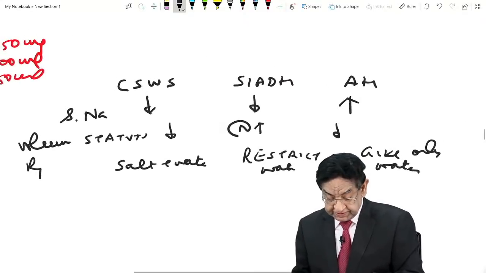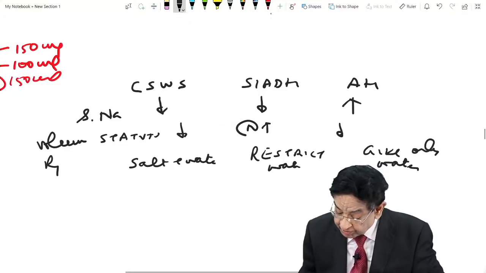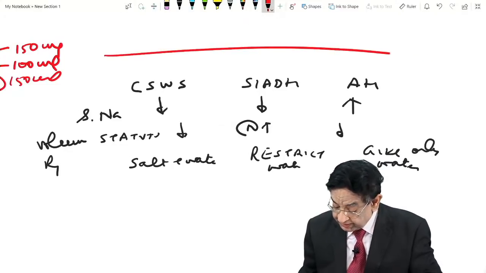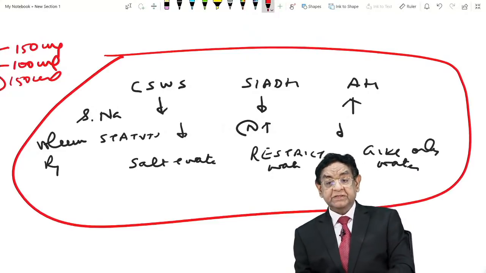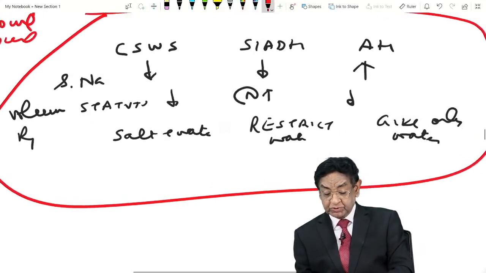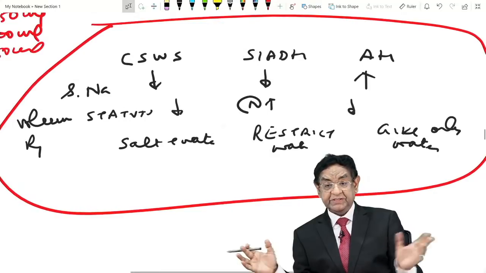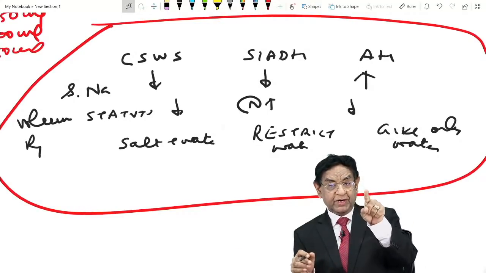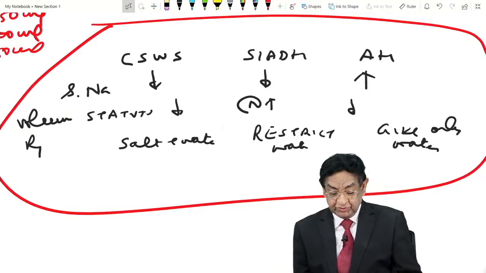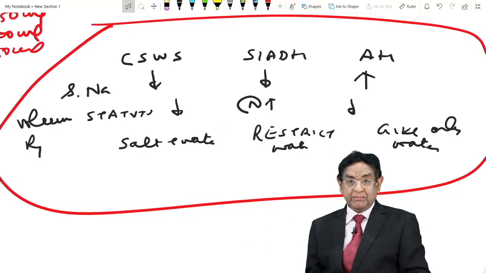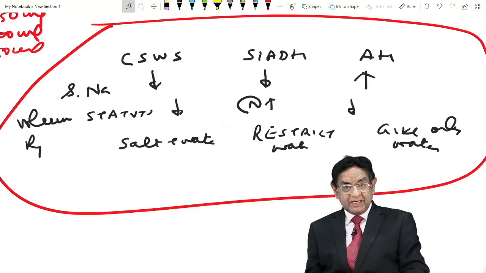Friends, this is the summary of what I taught in the last more than 2 hours. Very simple. And not to forget, all three can occur in head injury. So I hope you are master of this subject. But still, if anybody has any doubt, you are very welcome to ask me. I'll give you my email ID at the end.